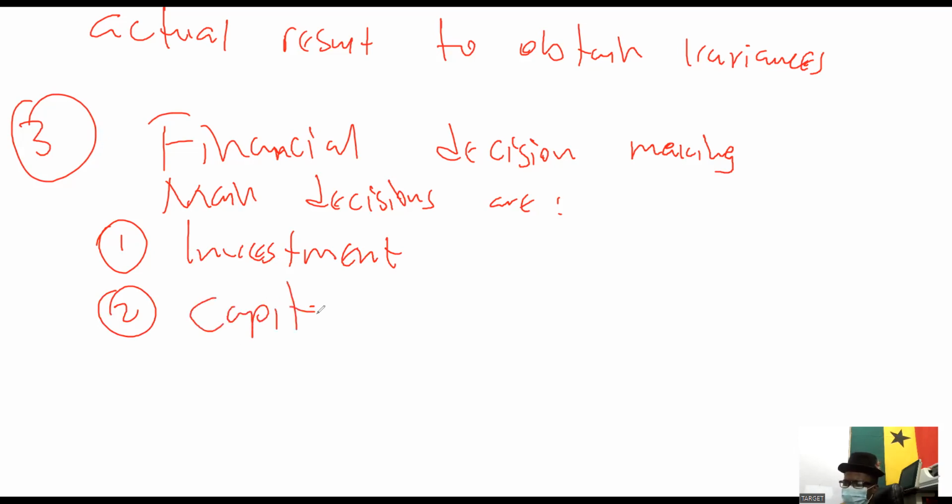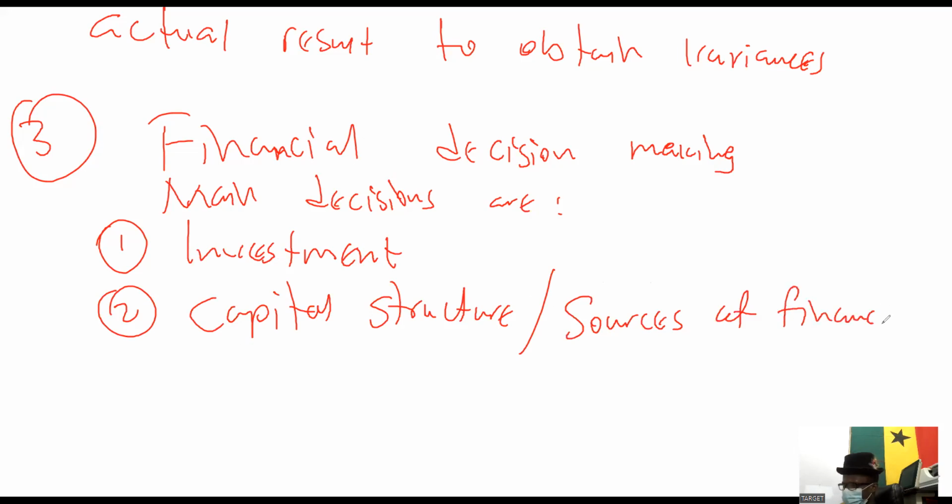We can also say capital structure decisions, or you can also talk about sources of finance decisions. Number 3, dividend decisions. Now, these are the main 3.